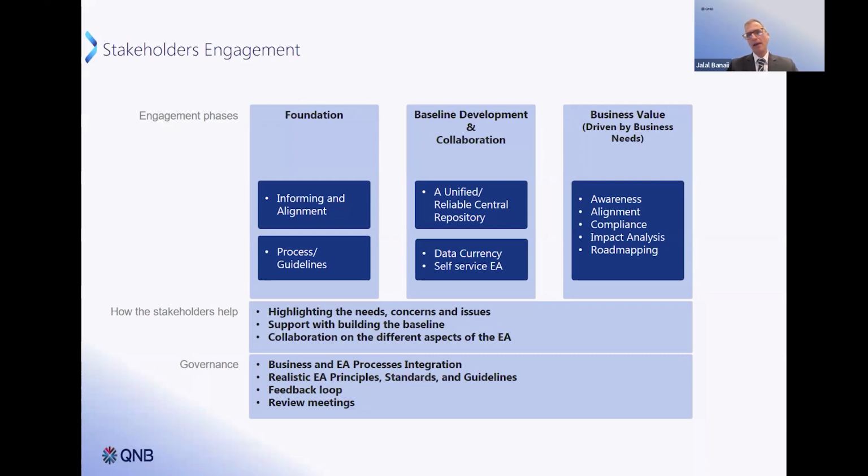For the business values, we did have engagement in different scenarios and different forms, like providing awareness, providing visibility on the alignments and compliances, impact analysis and road mapping. These are the scenarios that we engage with the stakeholders to give them some ideas and information as well. Also, in terms of the help that we ask from them, we want them to provide visibility on the needs and concerns they have. We get support with building the baseline from them, such as data quality and missing information. And we also ask them to join and collaborate on the enterprise architecture, either by giving feedback, using it, collaborating with data population, or any of those.